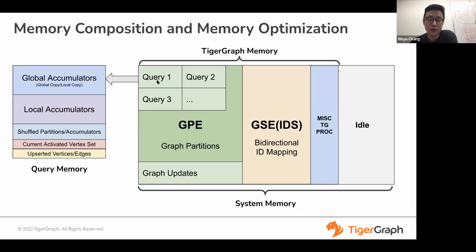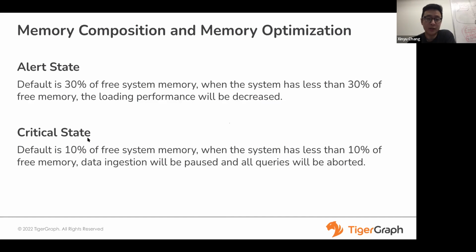If we look into every query, the memory composition is that global accumulators take a major part, and so do the local accumulators, right? The shuffling also takes some space. Other than that, there are some more minor things, for example the vertex set you activate right now, or the graph update, which will also take some memory. Given this, there are a few tricks and knowledge we need to know when we write our queries. The system has 2 memory states.